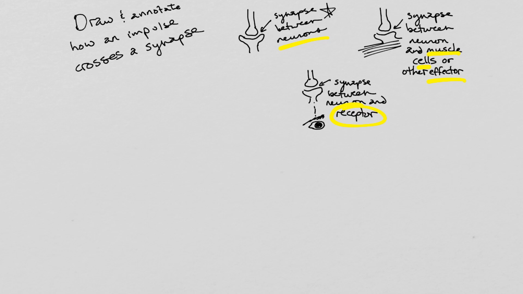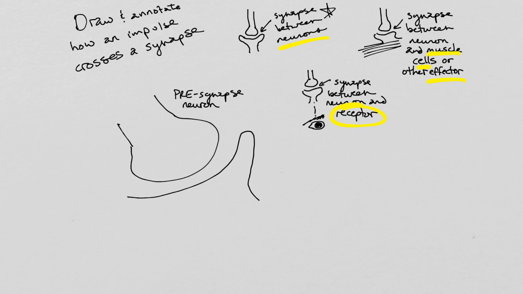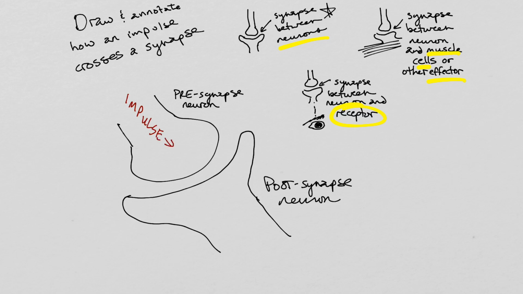And we're back. So let's start by drawing ourselves the end of a neuron. We call this the presynaptic neuron because it is before the synapse. And then we're going to leave a little bit of a space, and then we're going to create like a cup for that end of the synapse. And this is going to be our postsynaptic neuron. So the impulse is going to be traveling down this way through the presynaptic neuron.